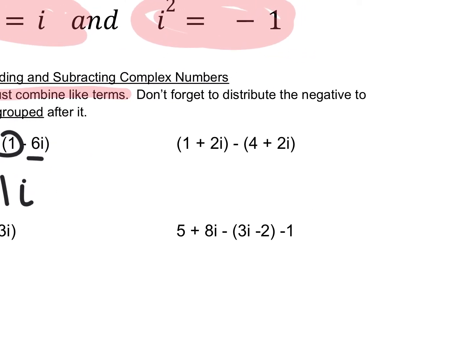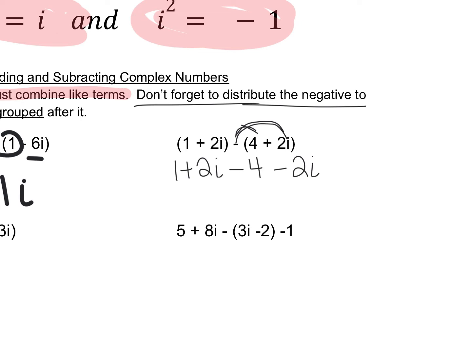And then we could also subtract, which basically means don't forget to distribute the negative to everything that comes after it. If we distribute this negative here, we would have 1 plus 2i. Then we are going to subtract 4, and we are also going to subtract that 2i, so we distribute that negative to both of them. Then we just combine like terms. We have a positive 1 here and a negative 4 here, and then our other like terms, the 2i and negative 2i. 1 minus 4 is -3, and 2i minus 2i is 0, so we're just at -3.